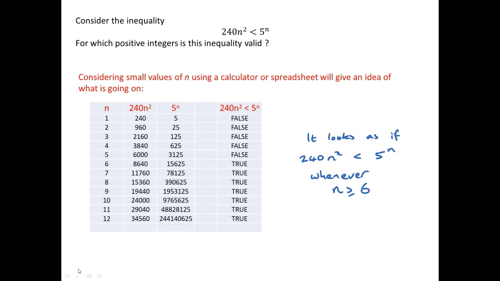And what we're going to do now is produce a proof by induction that this result is indeed correct. So, we're going to prove by induction that if n is a positive integer with n greater than or equal to 6, then 240n squared is smaller than 5 to the power n.